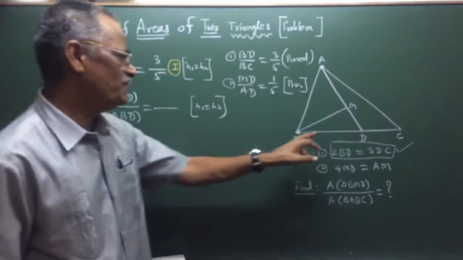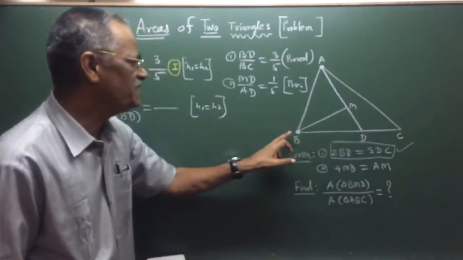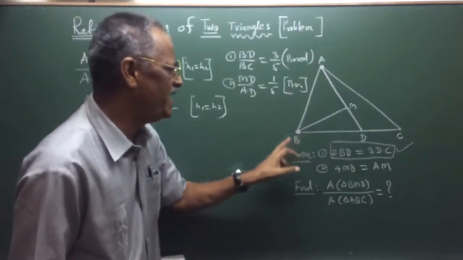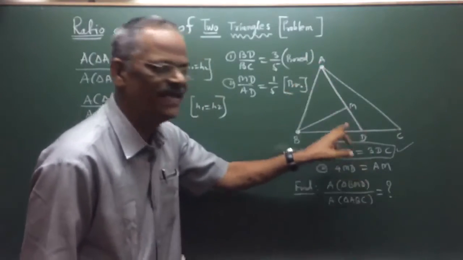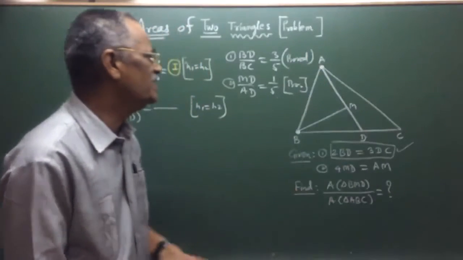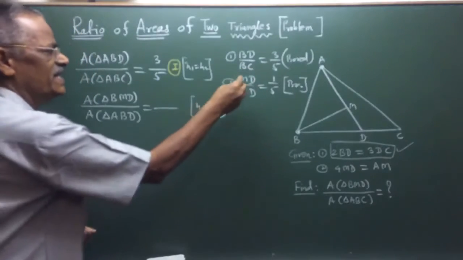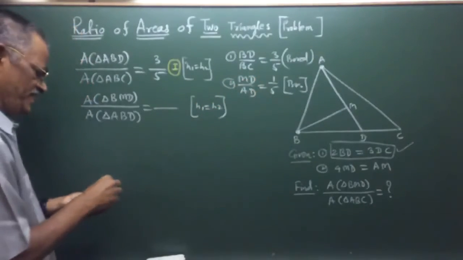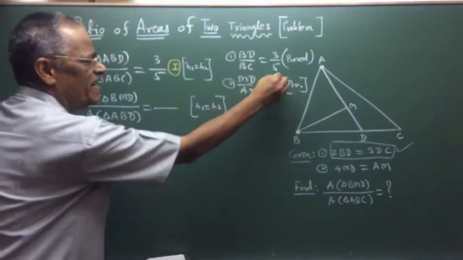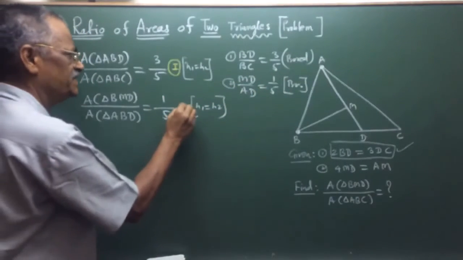So what is the base of BMD? We are taking MD. And what is the base of triangle ABD? We take AD. So definitely it is MD upon AD. And MD upon AD is nothing but 1 upon 5. So this is your second result.